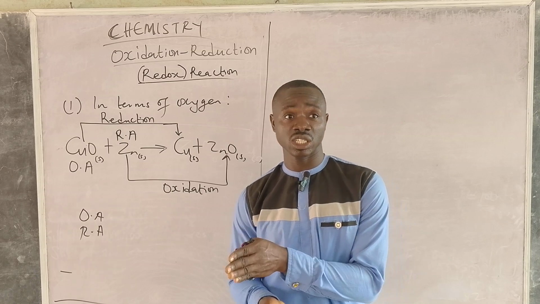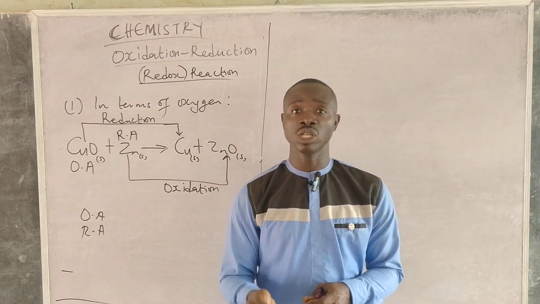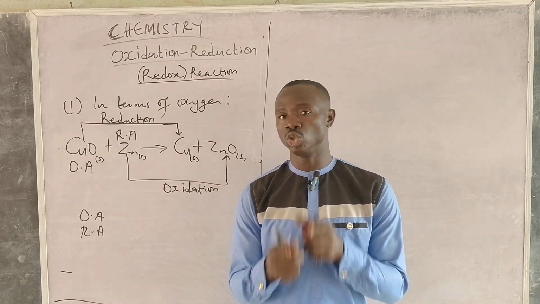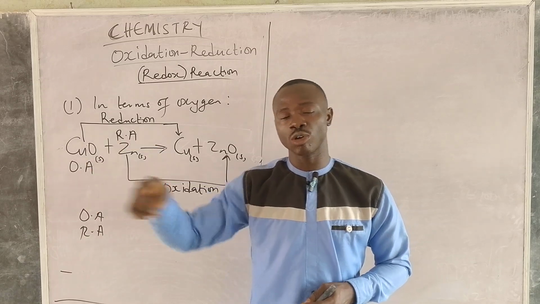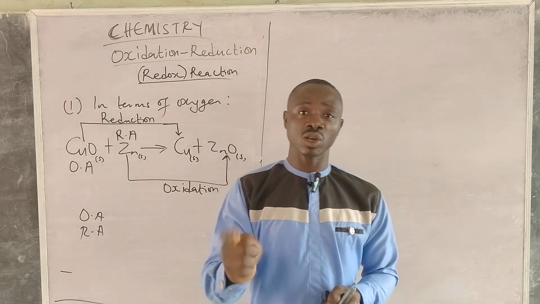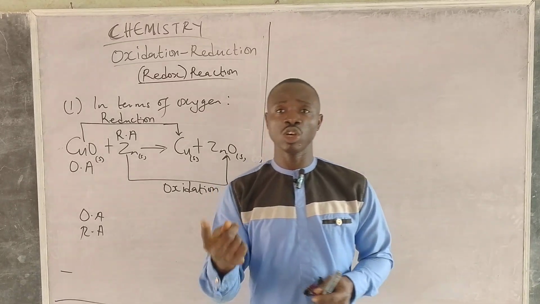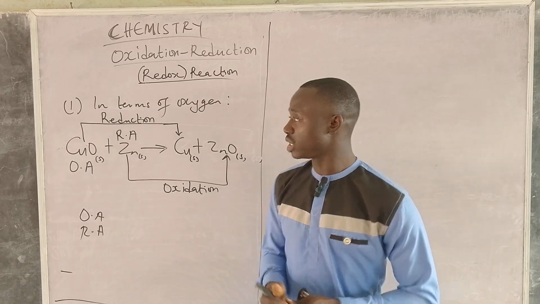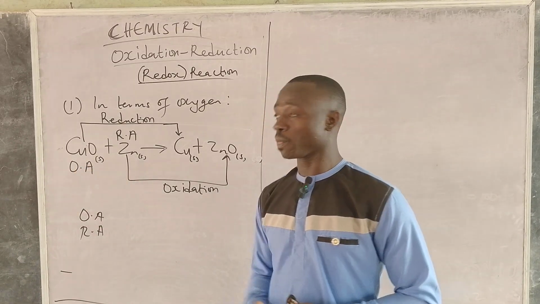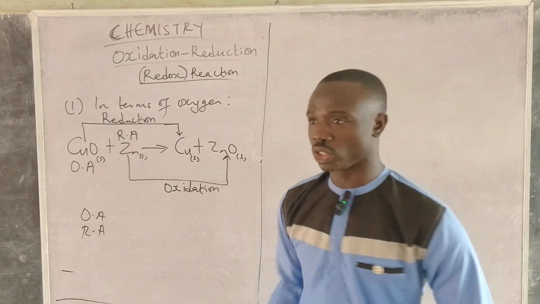Now, who is the oxidizing agent between you and your uncle, and who is the reducing agent? So you become the reducing agent because you are the one reducing the account of your uncle, while your uncle becomes the oxidizing agent because he's the one oxidizing your account, the one giving life to your account. All right. So that is the concept of oxidation reduction.